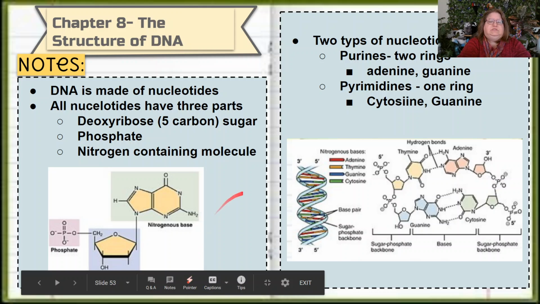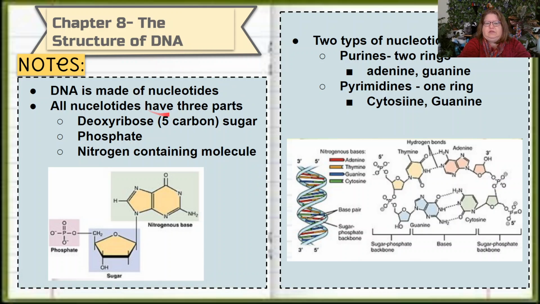Now, DNA is made of nucleotides, and the nucleotides are going to be connected to each other to make one long polymer. Now, we talked about polymers back in September when we talked about proteins and polysaccharides, and then we talked about DNA, and DNA is a polymer. It's a polymer of nucleotides. All nucleotides, sorry, bad typo there. All nucleotides have three parts.